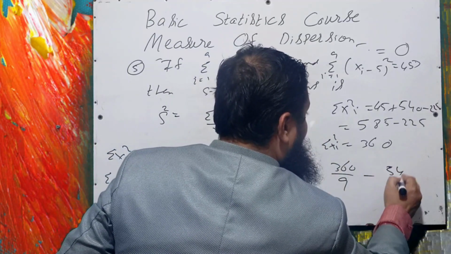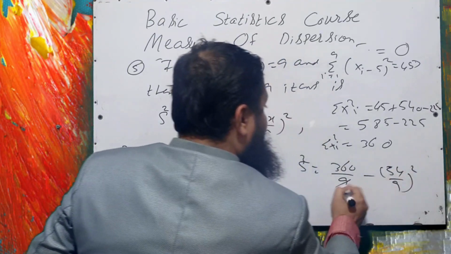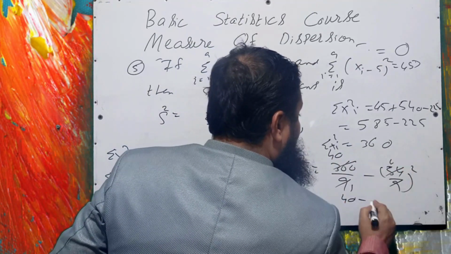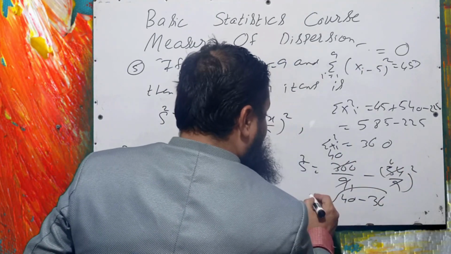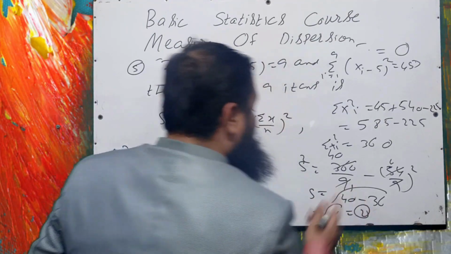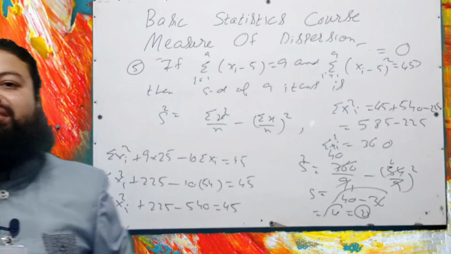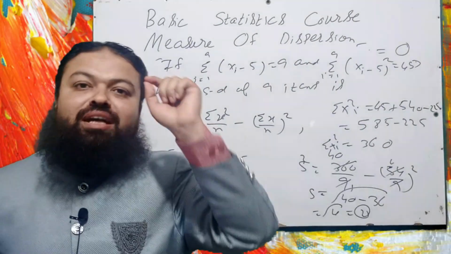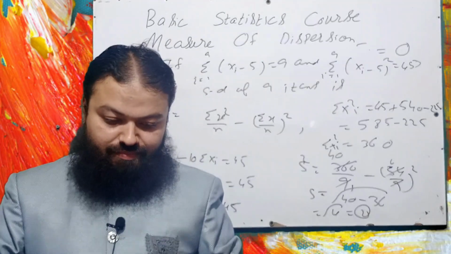Summation x is 54 over 9 whole square. Nine tens are 90... 9 fours are 40 minus 9 sixes are 36, under root. For the standard deviation, that will be under root of 4, that will be equal to 2. 2 is the correct option in the exam. Find the standard deviation of that data. A very important question.